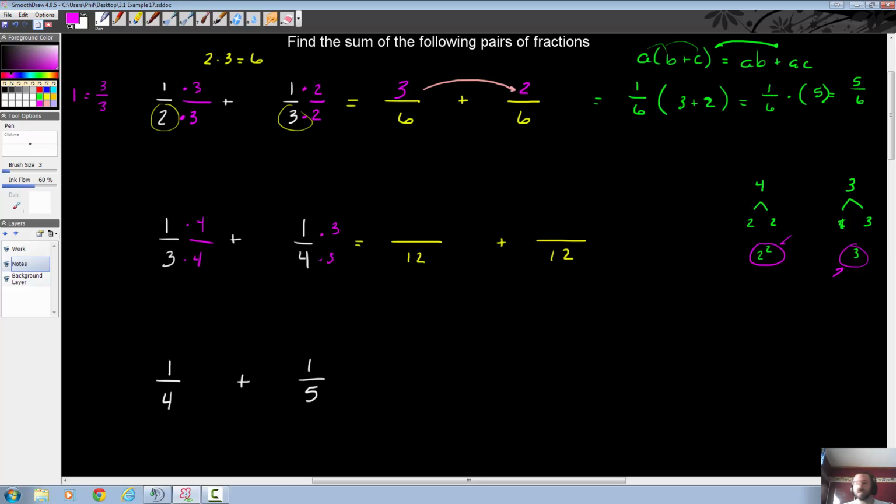And I'm just doing this just the way I did before. 4 times 1 is 4. 3 times 1 is 3. If I add the two together, I get 7/12. Just remember, we just add across the top. That's the effect of the distributive property.